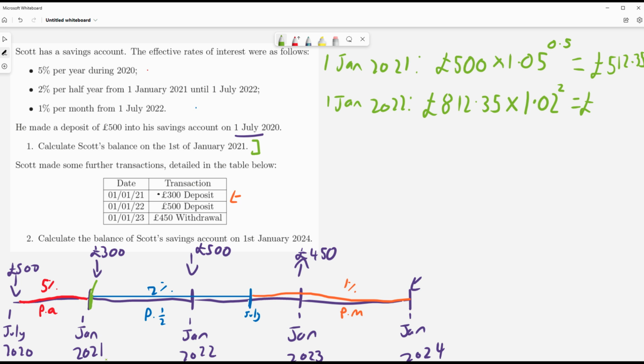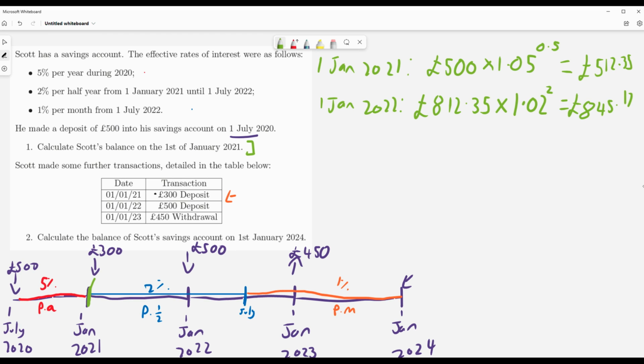So I'm going to times this number by 1.02 to the power of 2, and we're going to get £845.17. I round it to 2 decimal places and make my screen slightly larger here. I've just got a bit more space.